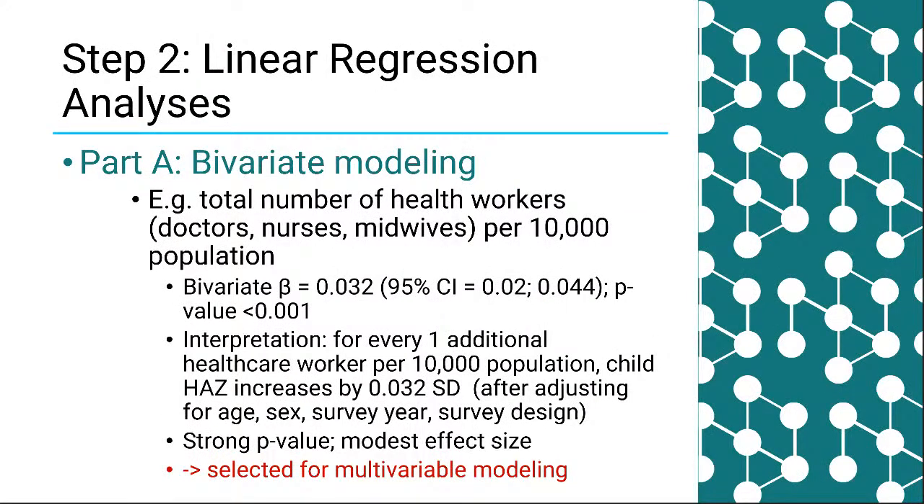I have another example here of health workers: the number of health workers, doctors, nurses, and midwives per 10,000 population. The bivariate beta or effect size was 0.032 with a confidence interval that's quite tight. It was statistically significant. And again, based on the effect size, the p-value, and what we saw in the descriptive analysis in step one, we felt that this was meaningful to include in the multivariable modeling as well.